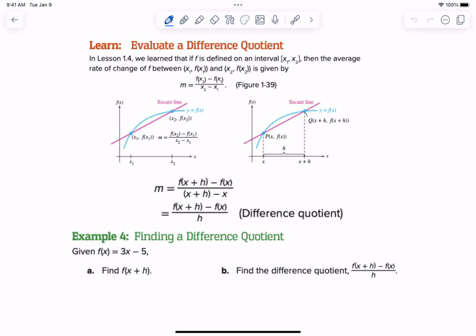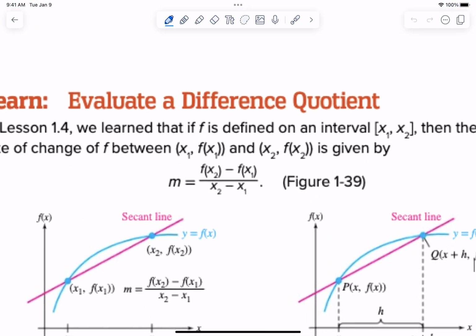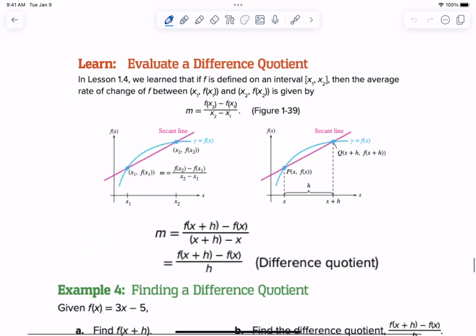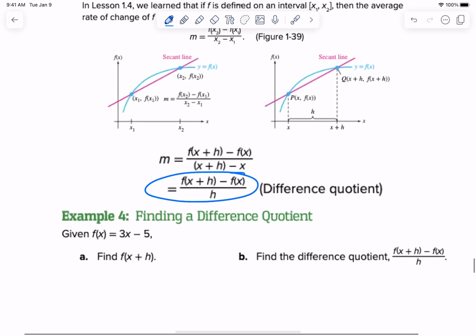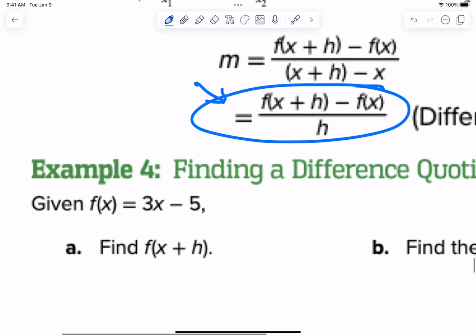This is example 4. They start us off with evaluating a difference quotient. This is the formula that we have to do for evaluating a difference quotient. You don't need to know this, but this has a trig or a calculus application to it. This formula is what we use to calculate limits and stuff. We're just plugging stuff in when we're finding f of x plus h and all that good stuff, okay?